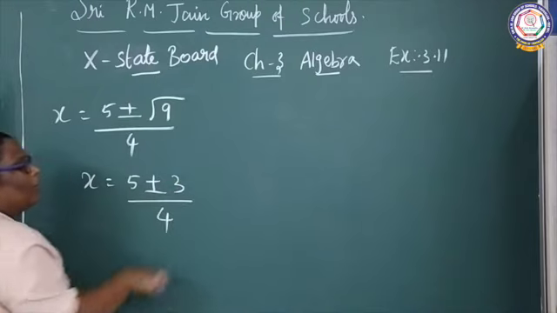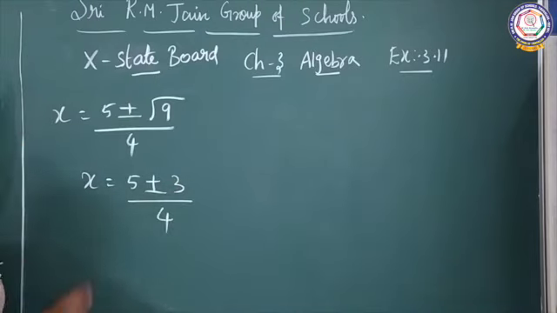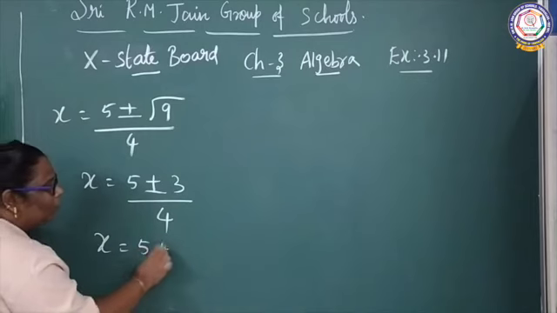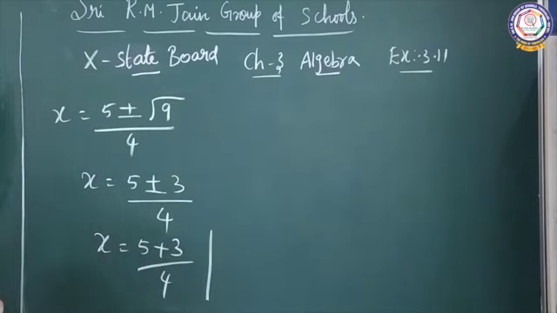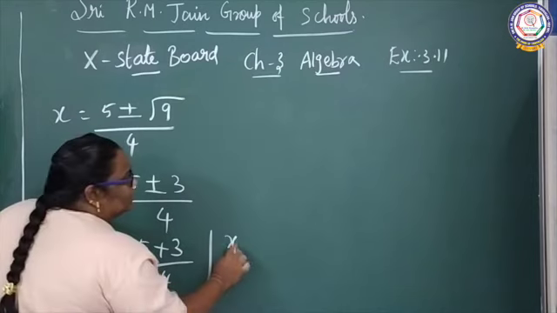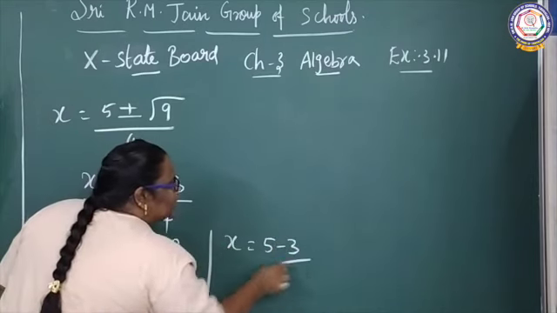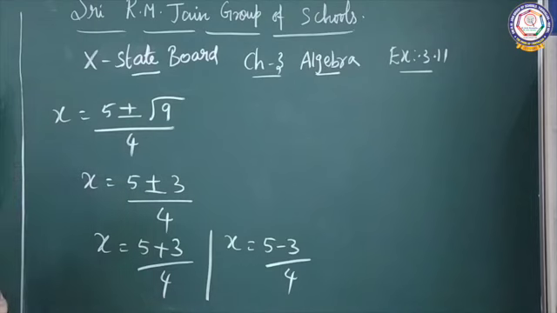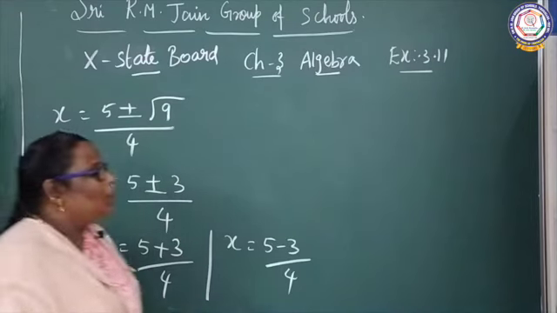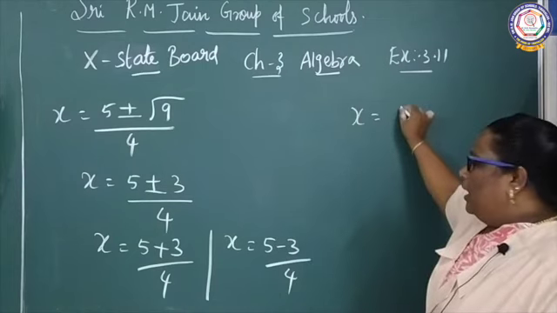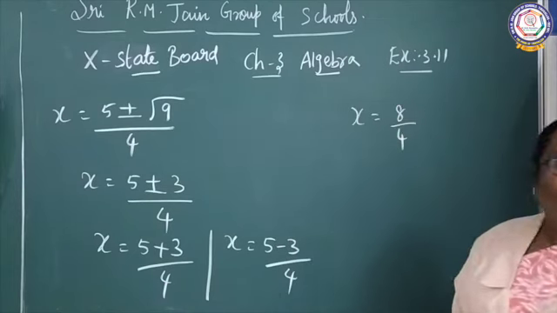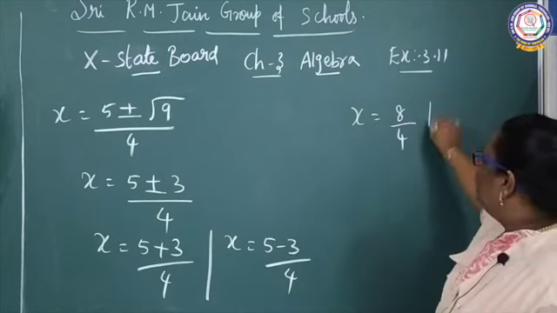3 by 4. See, you can take x equal to 5 plus 3 by 4. x equal to 5 minus 3 by 4. So, what is the value we are getting here? x equal to 8 by 4.